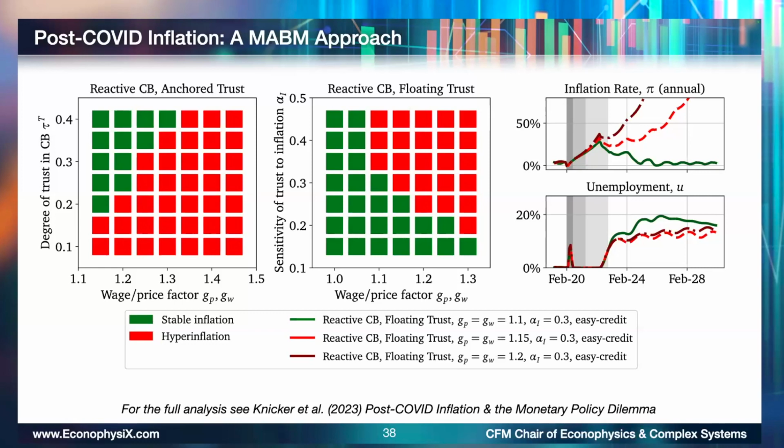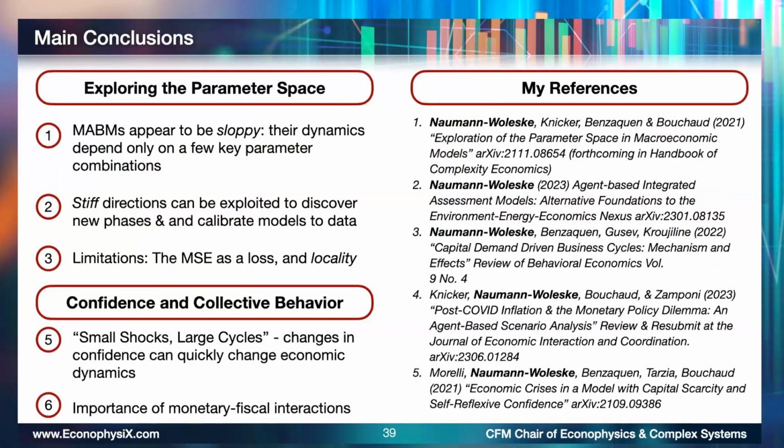So all of that being said, what the 3 years of research have yielded is that macroeconomic ABMs, here in the form of the Mark Zero model, appear to be sloppy. Their dynamics at the given phase depend only on a handful of stiff directions. So we can exploit these stiff directions, if we have estimated them, to generate a set of maximally different phenomena. That is, we can try to recover what the different phenomena are.